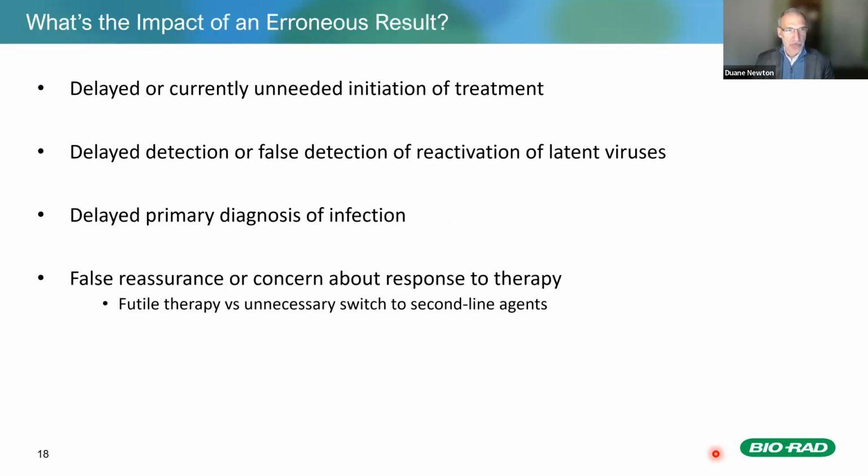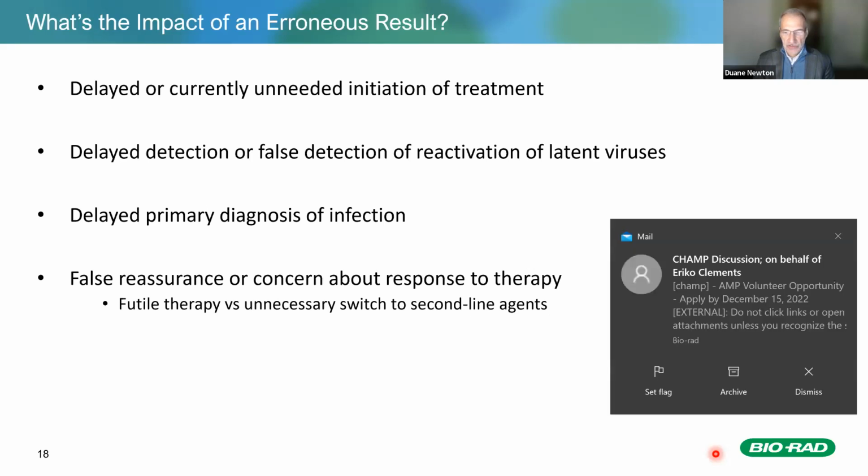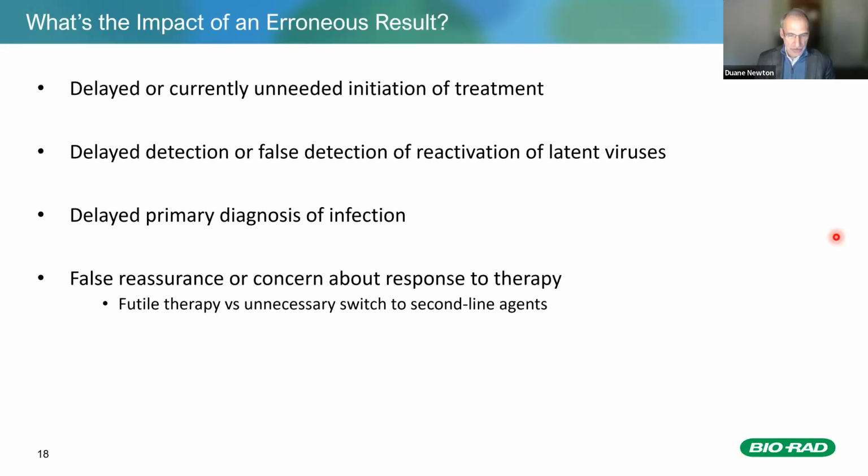So some of the impacts that I think we're all aware of with these erroneous results are delayed or unneeded initiation of therapy because we have false results, either false positive or false negative. Delayed detection or false detection of reactivation of latent viruses, delayed primary diagnosis of infection, or false reassurance or false concern about response to therapy. These really all have a huge impact on patient results, and not detecting a change that happened or inappropriately detecting a change can have significant impacts on how that patient is going to be managed.